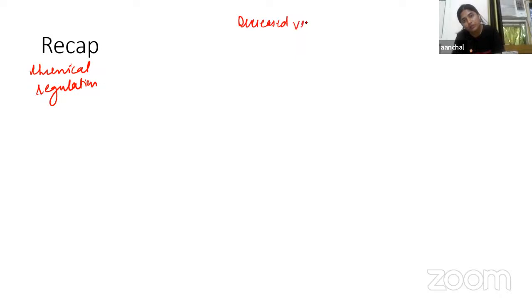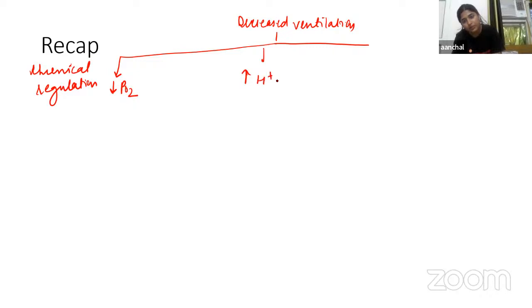Okay. Now, finally, we have the chemical regulation. We are going to understand this chemical regulation by drawing a flow chart. Whenever there is decreased ventilation, decreased ventilation means there will be a decrease in partial pressure of oxygen, an increase in hydrogen ion concentration in blood, and an increase in partial pressure of CO2 in blood.